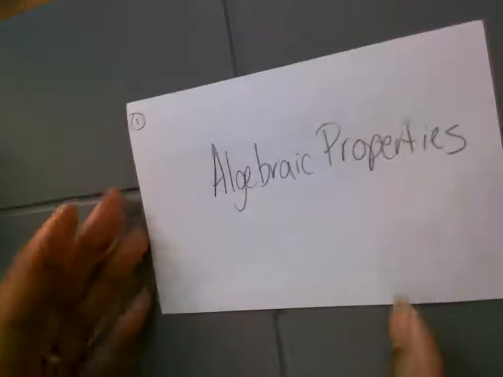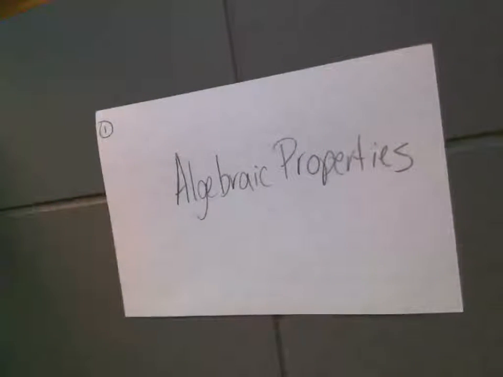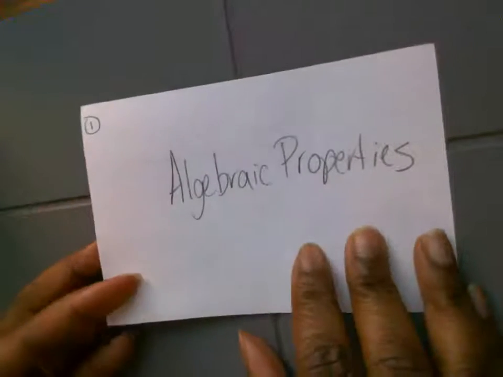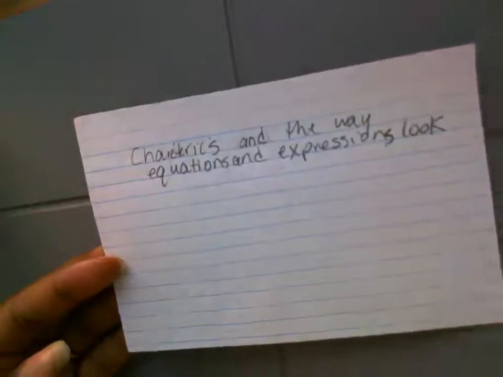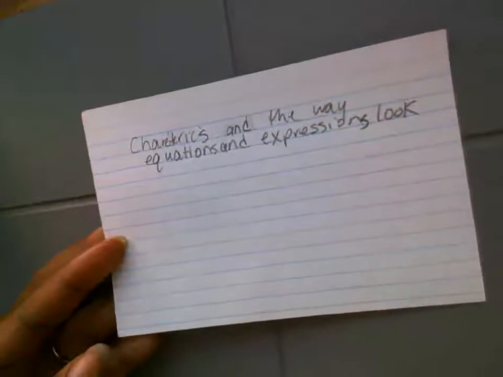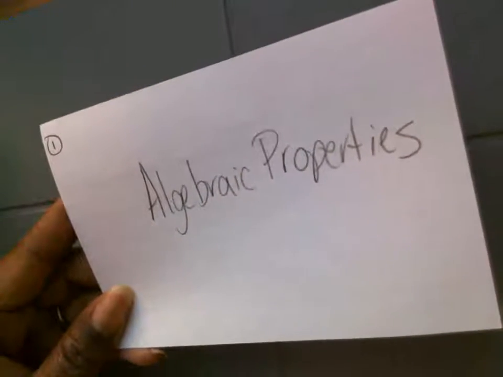All right. Okay, so we have algebraic properties first. That was the first card that we did. On the back of that card, we said that they were characteristics in the way equations and expressions look. Okay? That was our first card, algebraic properties.